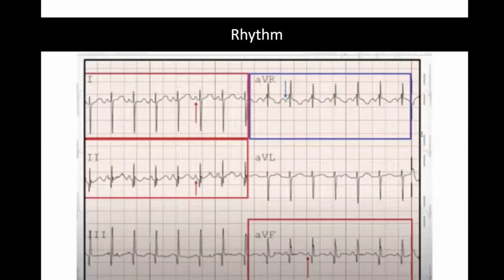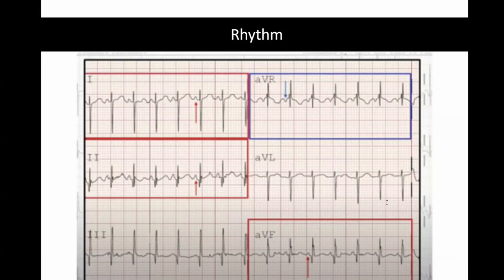Our next step is to look at the rhythm of the ECG. Ideally, we want to find a normal sinus rhythm. This means that the electrical impulse in the heart originated from the sinoatrial node. As the sinoatrial node paces the heart, it sends an impulse that travels from the right atrium to the left atrium and down towards the AV node, resulting in atrial depolarization and a P wave being formed on the ECG.